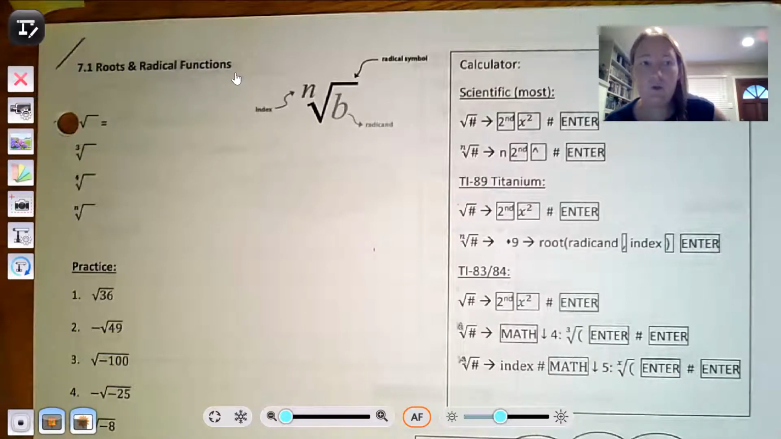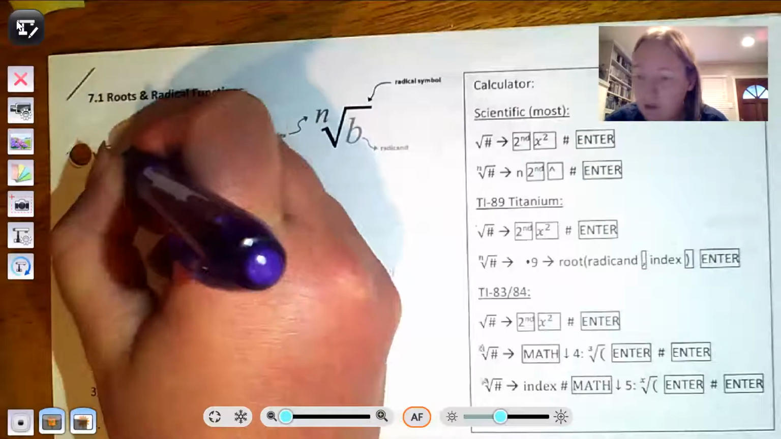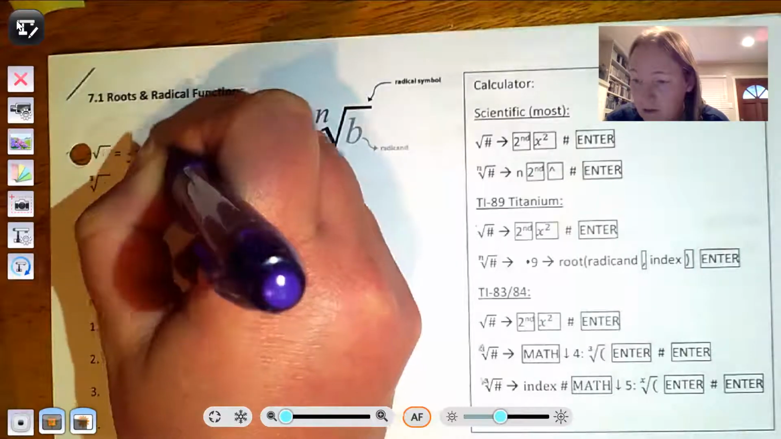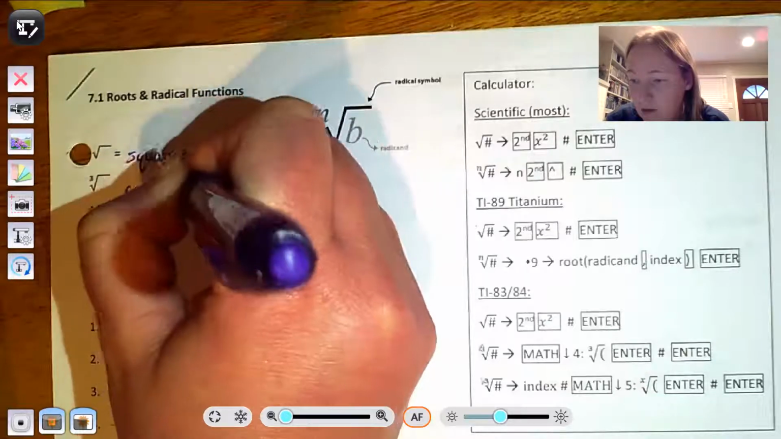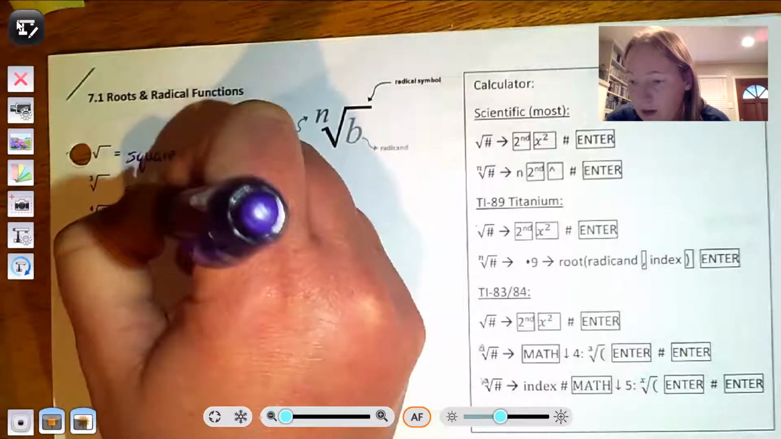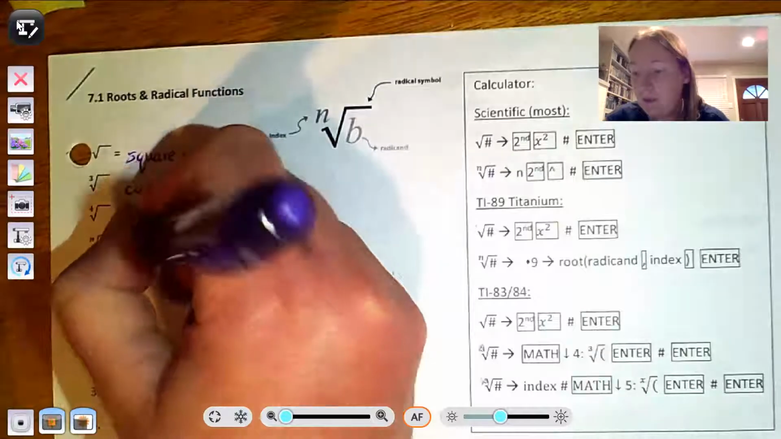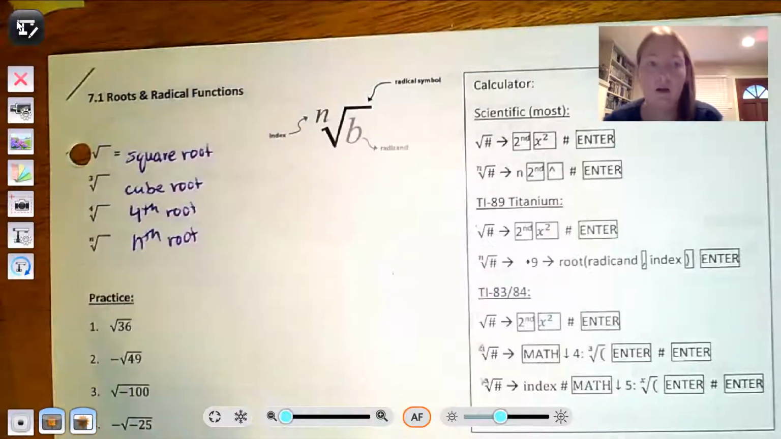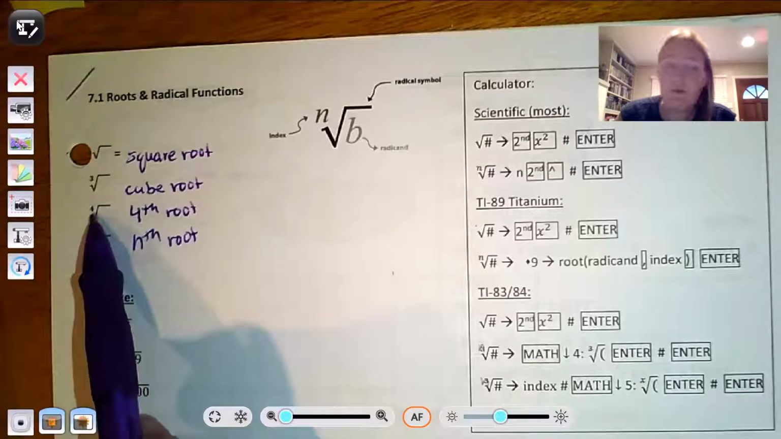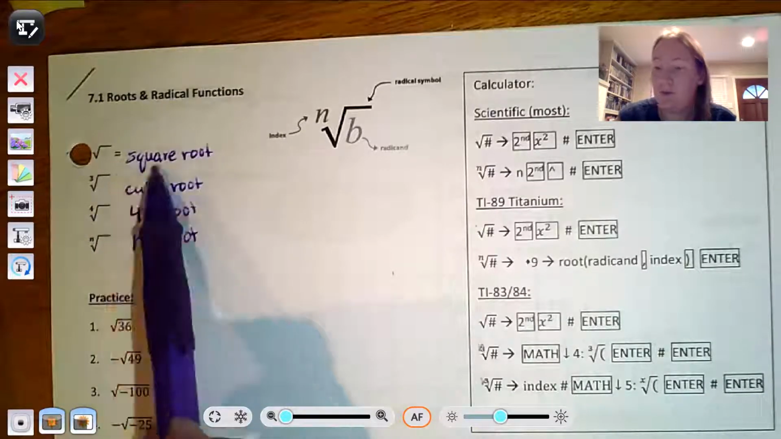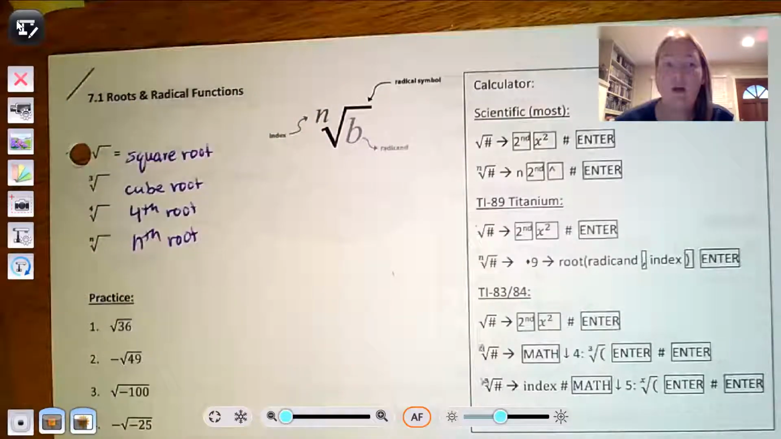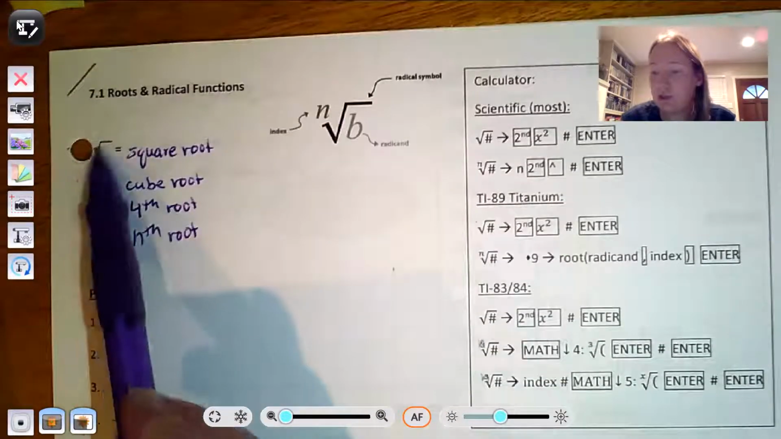So we're going to discuss 7.1, roots and radical functions. That's things like the square root, cube root, fourth root, or nth root. You can say fifth root, sixth root, seventh root, eighth root, but we do have special words when it's a square root, and an implied 2 right here as the index is what that part's called.